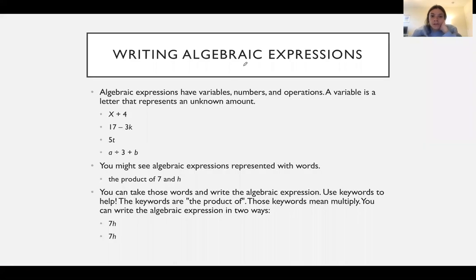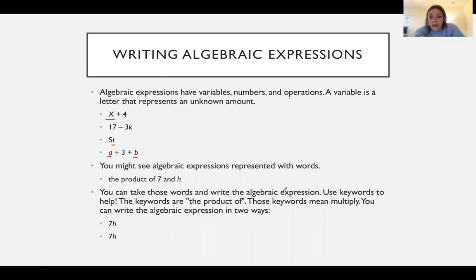So to start off, algebraic expressions have variables, numbers, and operations. A variable is a letter that represents an unknown amount, which would be, in this case, x. Here you see t. Here we are using a and b. So x plus 4 would be an algebraic expression because you have the variable x.